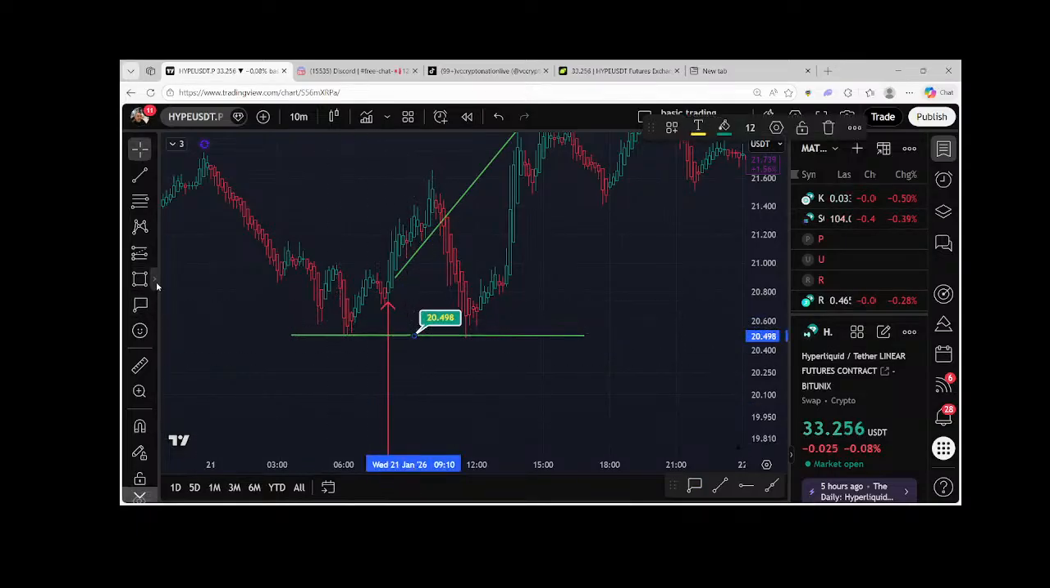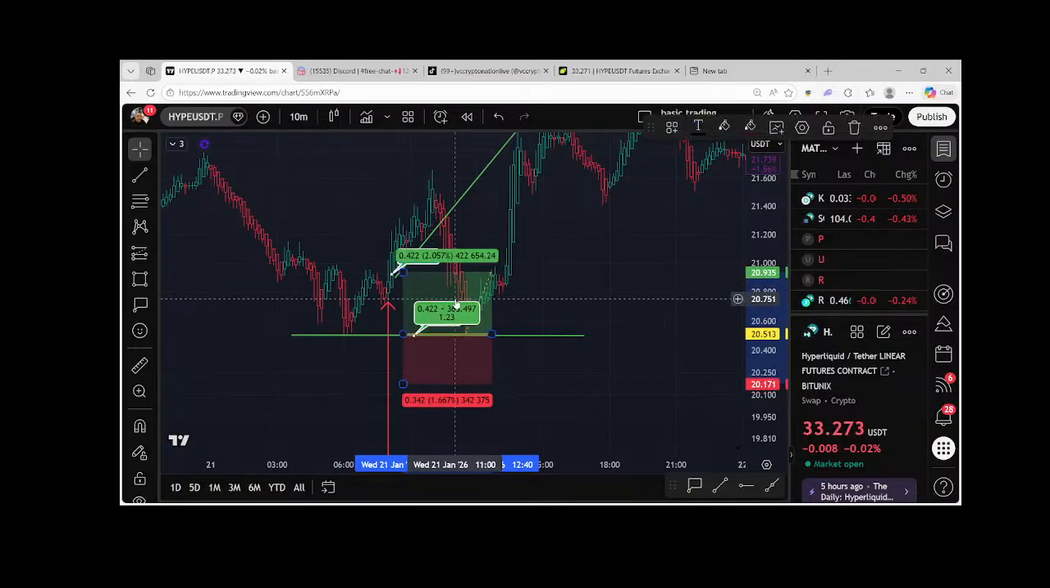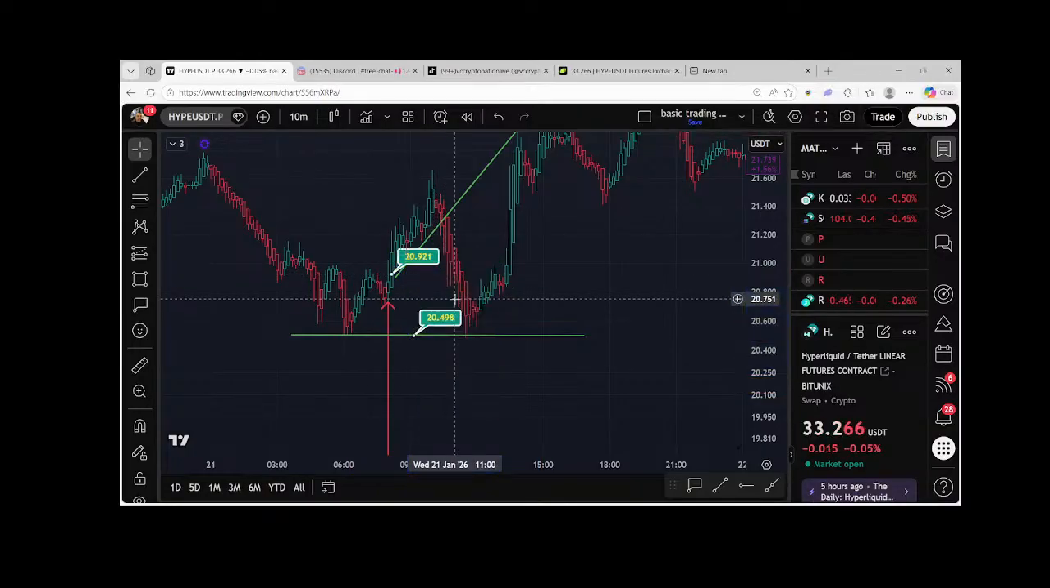Now, a lot of people would have taken their entry a little bit higher up, and they would have got an entry on these candles somewhere in this area here. Now, the difference between my entry and their entry is about 2%, right? Depending on your leverage, depending on how you're doing, it's a big difference.